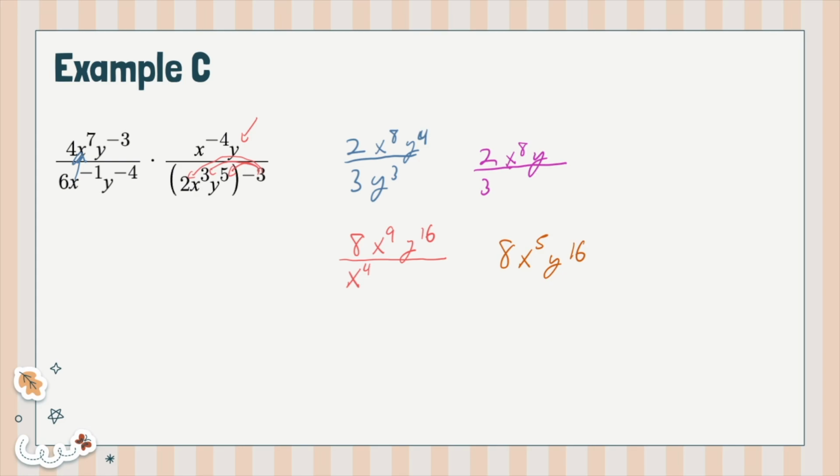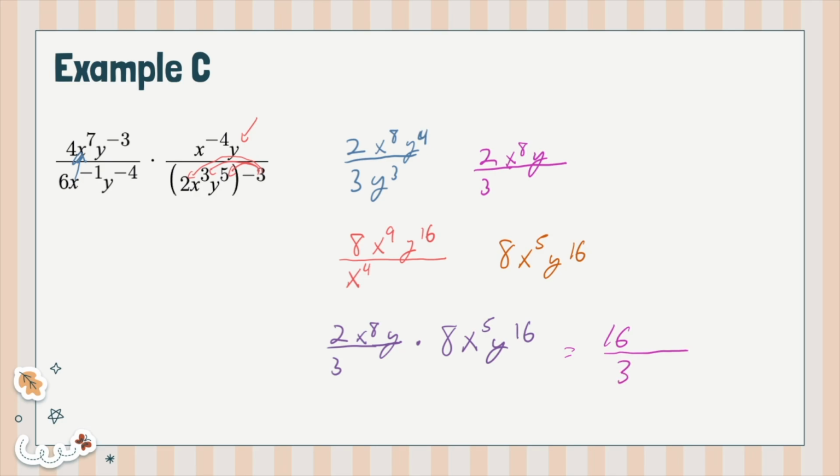So on one side, we're going to have 2/3 x to the 8th, y to the 1st. And on the other side, now we've got times 8 x to the 5th y to the 16th. All right, so now we're going to apply our rules where we're just going to be multiplying and adding the exponents as necessary. So 2 times 8 is going to give us 16, so 16 is going to stay on the top. 3 has nothing to multiply by on the bottom, so it's just going to stay on the bottom as 3.